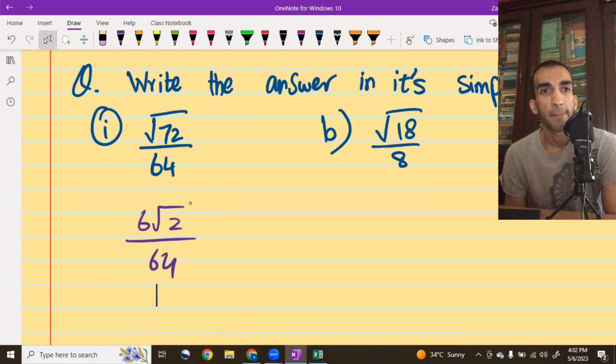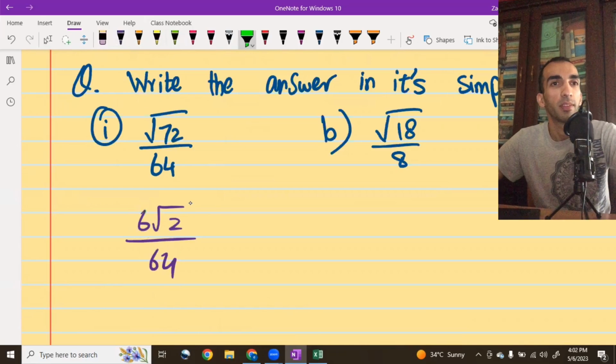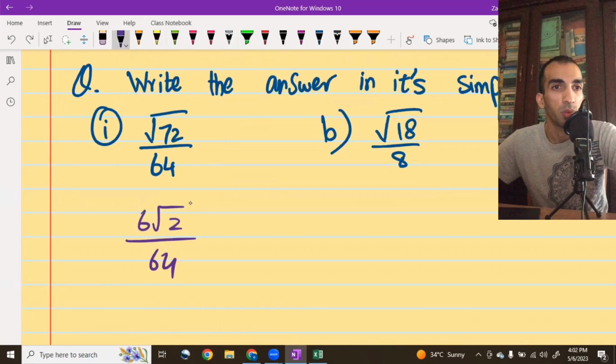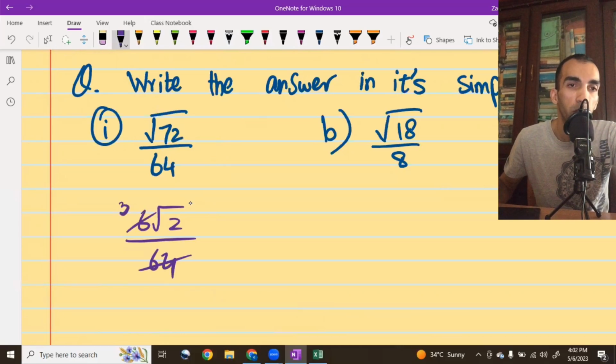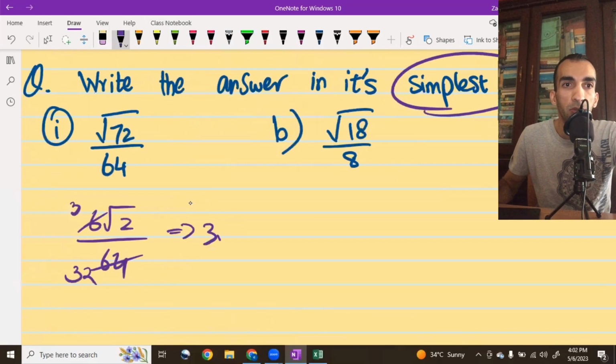Can I simplify 6 with the 64? Is there a common number which divides both 6 and 64? 2. There's 3 2's which can fit into 6. And how many 2's fit into 64? 32. Just divide. So when the question says write the answer in its simplest form, this is the simplest form. We cannot solve it any further.